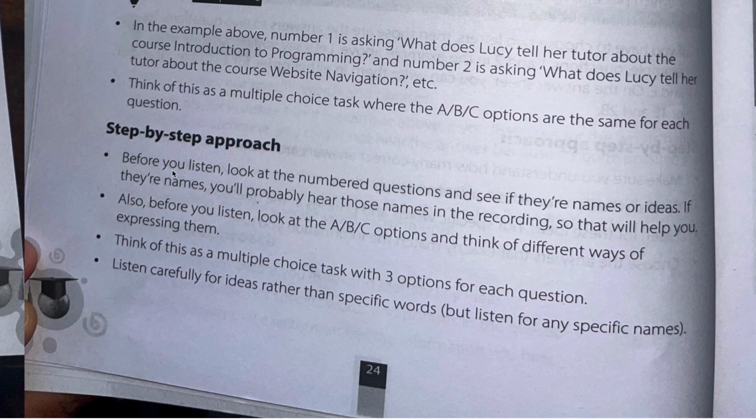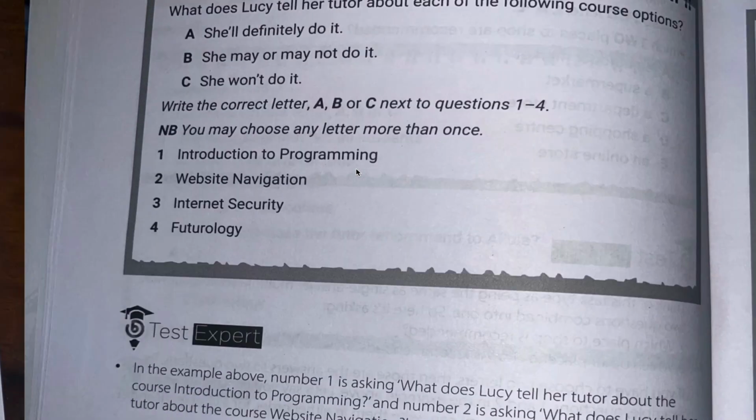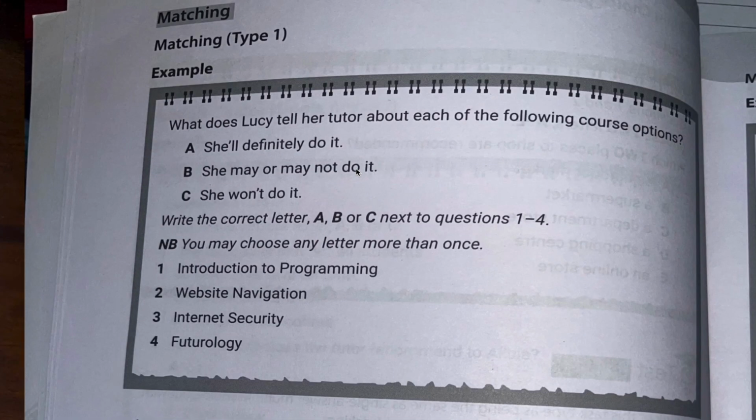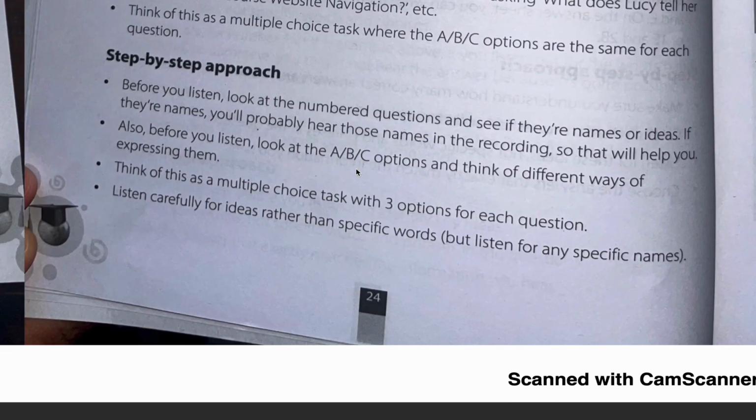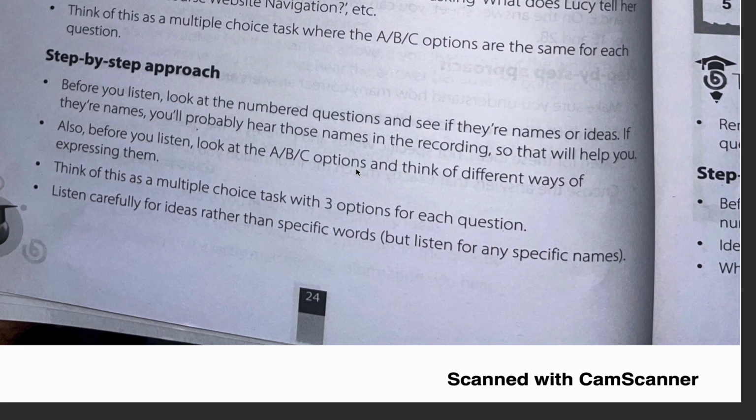Okay. Before you listen, look at the numbered questions and see if they are names or ideas. If they are names, you'll probably hear those names in the recording, so that will help you. Before you listen, look at the A, B, C options. Think of this as a multiple choice task with three options. Listen carefully for the ideas rather than specific words. So before you attempt it, before the listening paragraph starts playing and they start narrating it, you need to skim through the questions. That would help you.